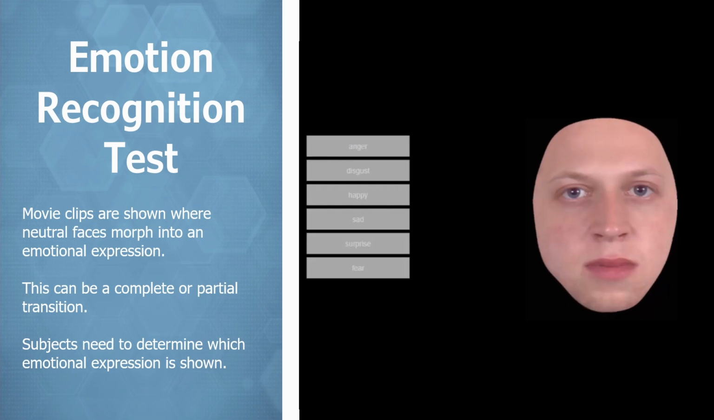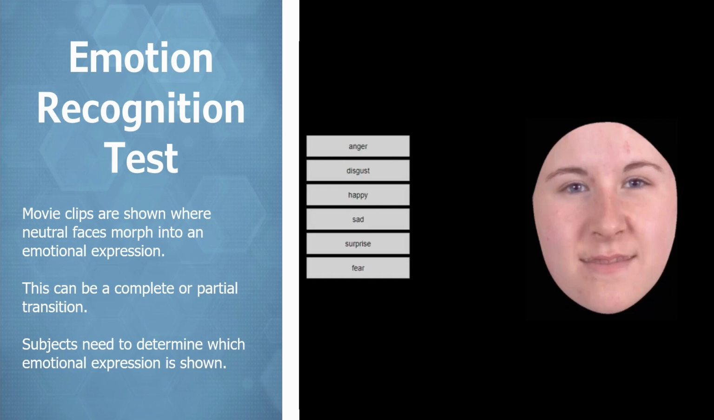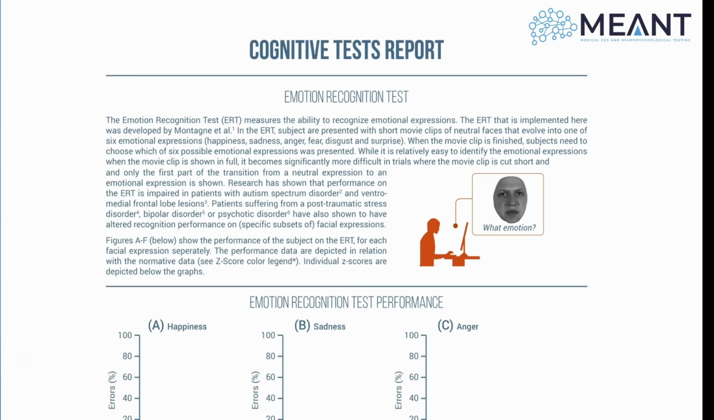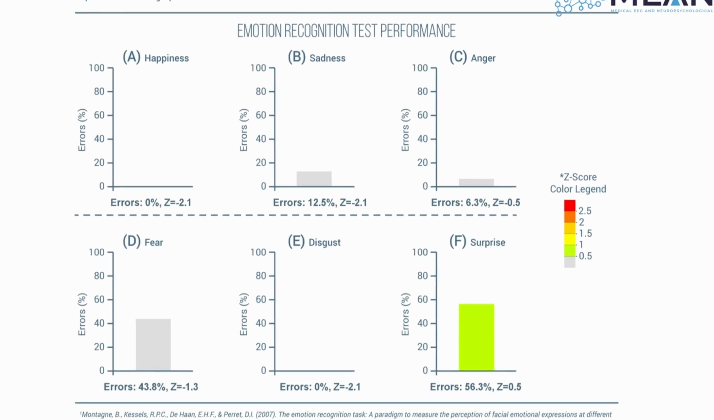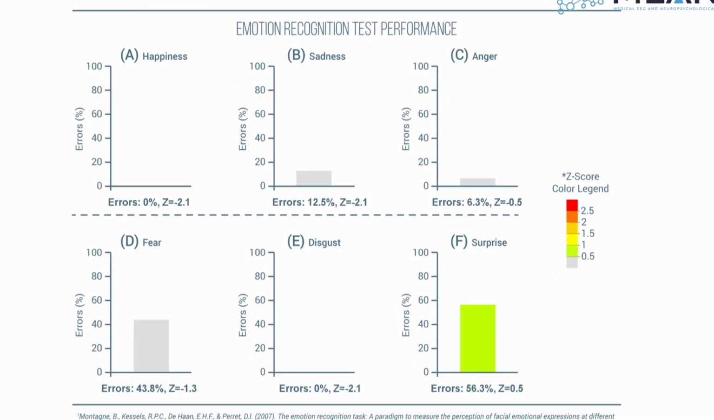As you can see, when the transition is only partial, recognizing the emotional expression can be really hard. Next, we have the result page for the emotion recognition test. The top of the page explains the test and graphs. Let's zoom in on the results. The 6 bar graphs show the error percentages for each emotion.